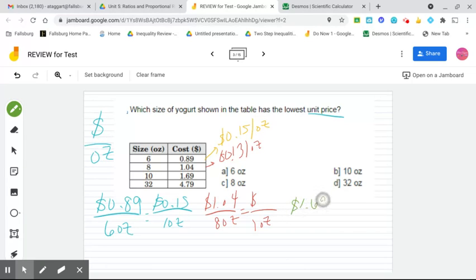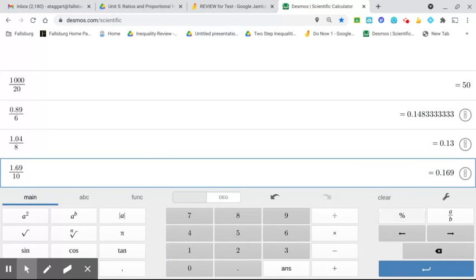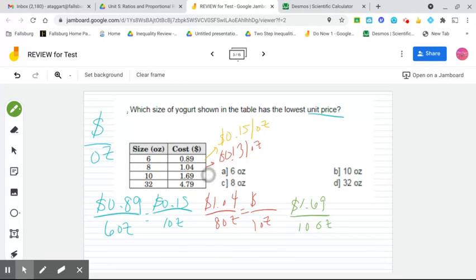$1.69 for 10 ounces. 1.69 divided by 10, and I get 0.169. I do want to round this one, so it ends at the 6. This 9 is going to make this 6 go up to a 7. So I have 17 cents per ounce.